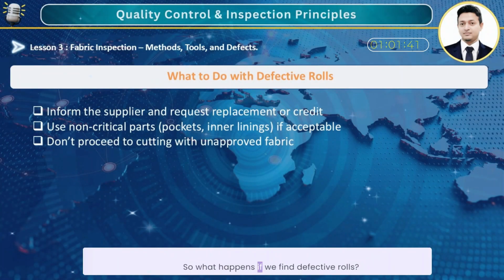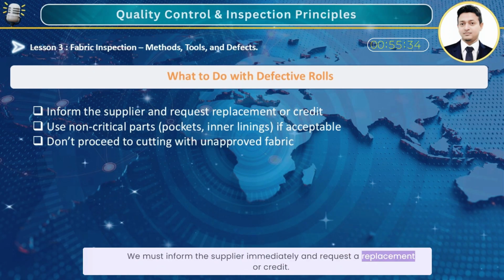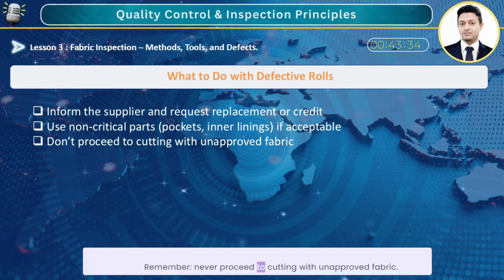So what happens if we find defective rolls? We must inform the supplier immediately and request a replacement or credit. In some cases, non-critical parts like pockets or inner linings can be cut from defective fabric, but only if approved. Remember, never proceed to cutting with unapproved fabric.